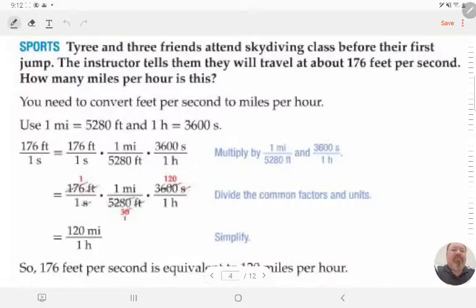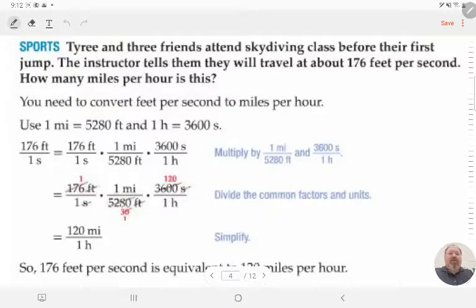So here's another example. It says, Trey and 3 friends attend skiing class before their first jump. The instructor tells them they will travel at about 176 feet per second. How many miles per hour is this? So we need to convert the feet per second to miles per hour. So we're actually converting a couple of different things here. So we're going to use 1 mile equals 5,280 feet, and 1 hour equals 3,600 seconds, okay?